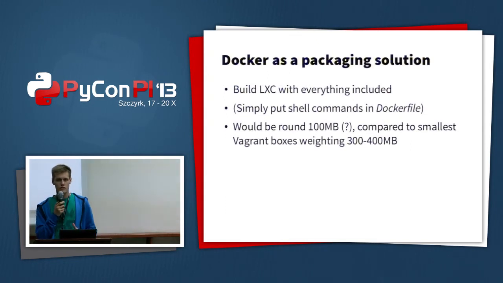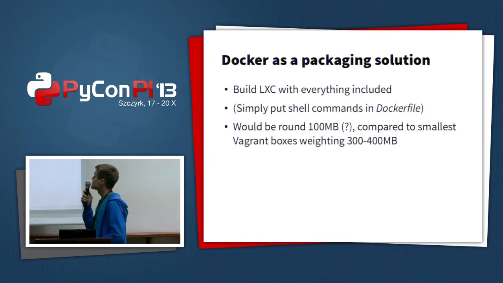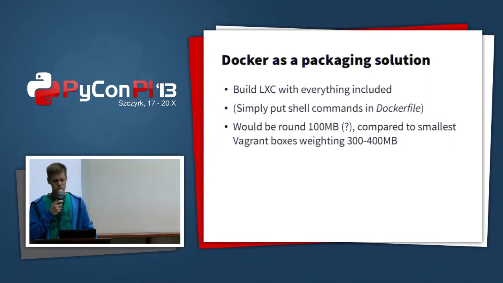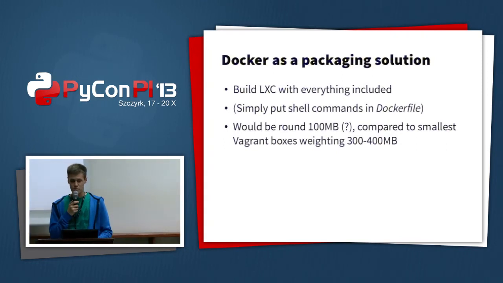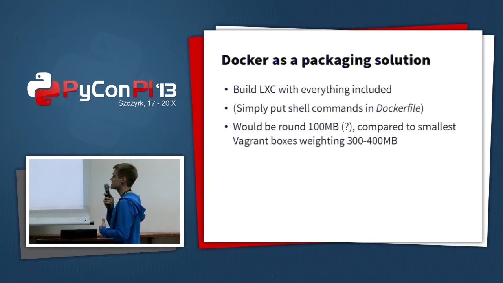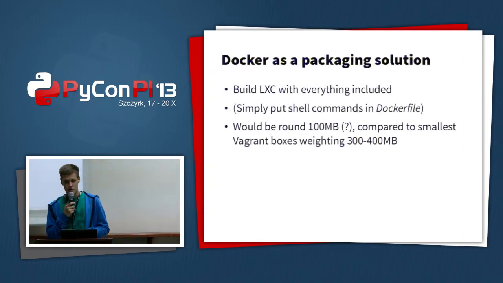So you can write down some shell commands into a Dockerfile, and think about a Dockerfile as a Makefile for Docker, the same as a Vagrantfile for Vagrant. You can put, for example, apt-get install python-dev, install mysql-python, install IPython, simply whatever you want to install on your container. And then you can build that container using Docker and distribute it across, I don't know, everything.